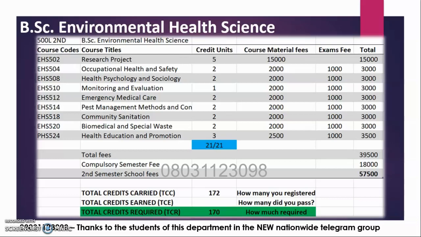You register them. So at the end of it all, you have carried or registered 172 credit units and you are required to pass at least 170. If you fail one course, that is 2 credit units, it might be waived for you. You will still become a graduate. But anything more than one course might bring you back for a semester. Depends on how the Senate considers such a course you failed. So that's it.